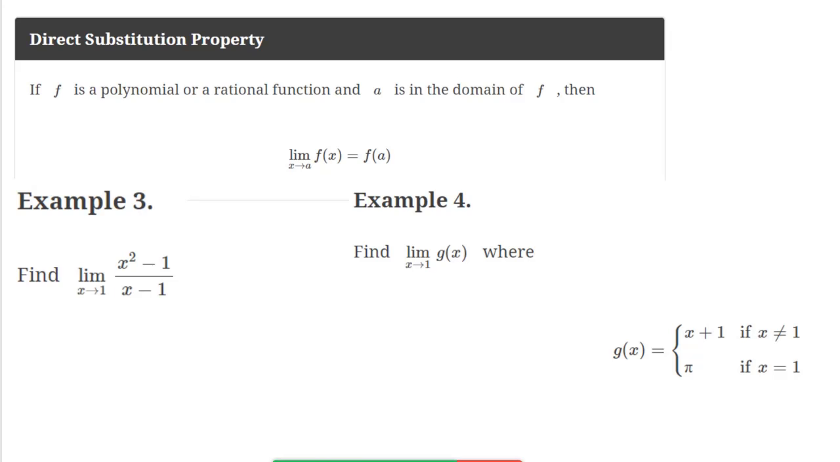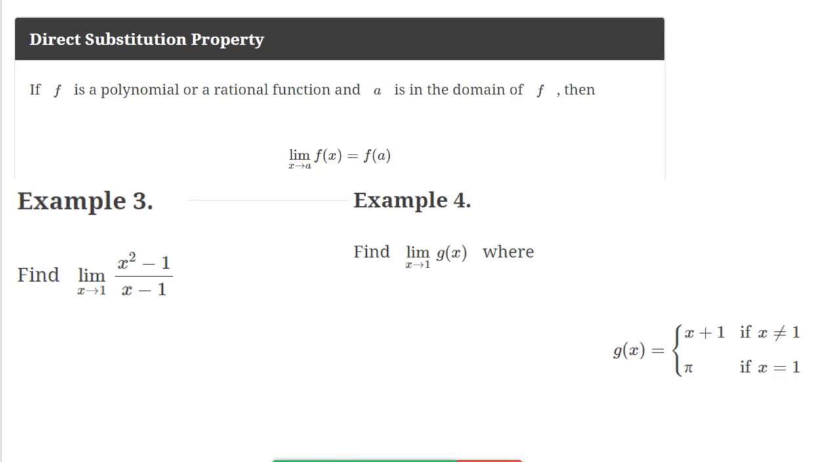If you can plug it in, you get your answer. There are a couple limitations to that, and one of the big ones is the piecewise function, which we're going to do in a second. So first, let's look at this one though. x squared minus 1 over x minus 1. If I plugged in 1 to that, what would I get? Yeah, I'm going to get zeros on the top, right? And zeros on the bottom. So 0 over 0, which doesn't work.